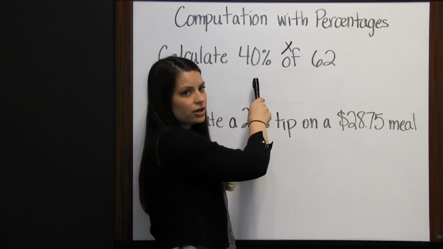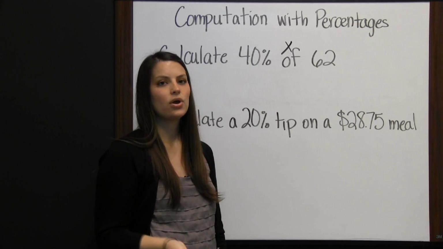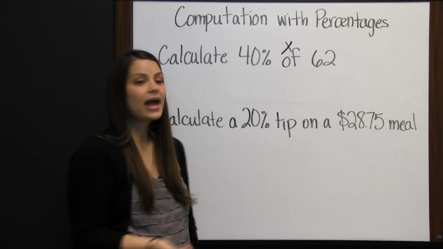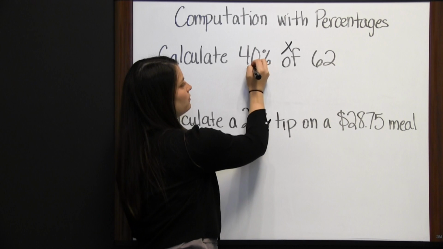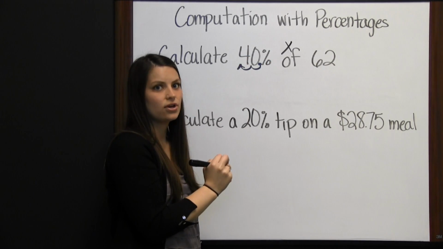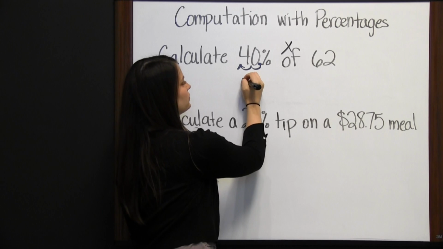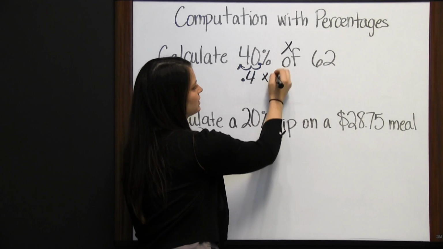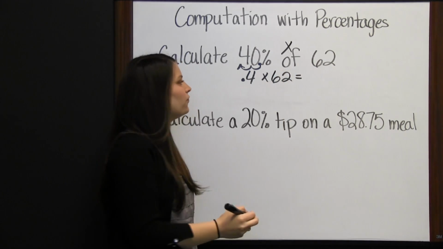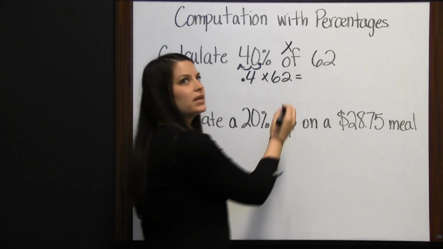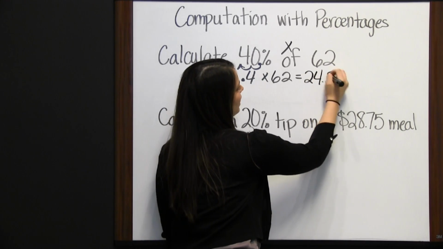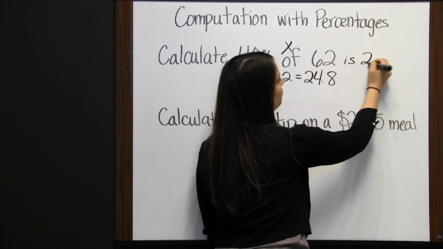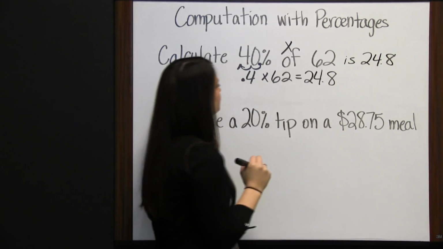So now we need to convert 40% either to a fraction or to a decimal. I'm going to convert it to a decimal. And to do that, all I have to do is take my decimal and move it 2 places to the left. So 40% as a decimal is 4/10 or 40/100 times 62. 4/10 times 62 is 24 and 8/10. So 40% of 62 is 24 and 8/10.